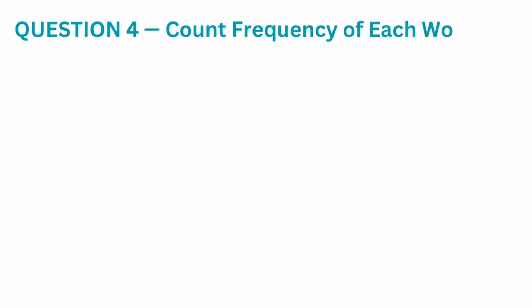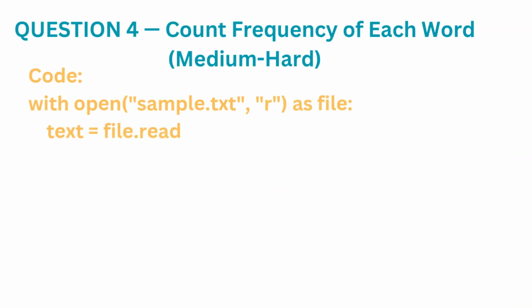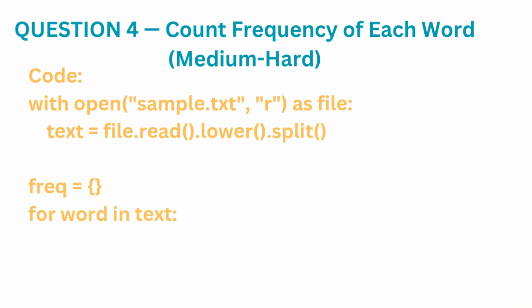Question number 4 is count frequency of each word. So for solving this problem, we have to use a dictionary to record frequency, and this is a common interview question that we have discussed. With open sample.txt r, is used for read a file, and text equal to file.read.lower.split, and frequency should be empty, and for word in text, frequency of word should be frequency.get word of 0 plus 1, that should print the frequency of each word.